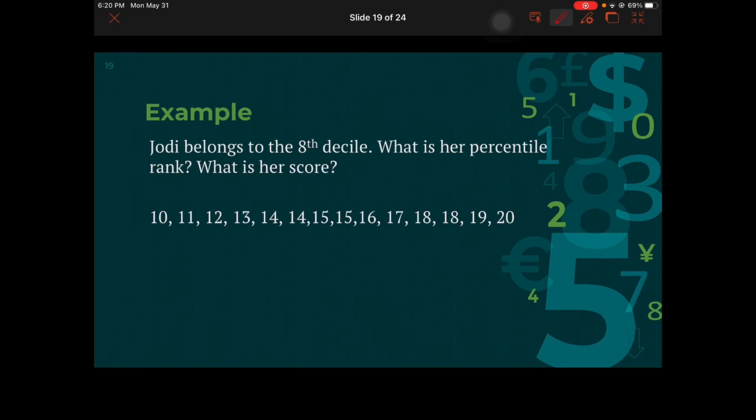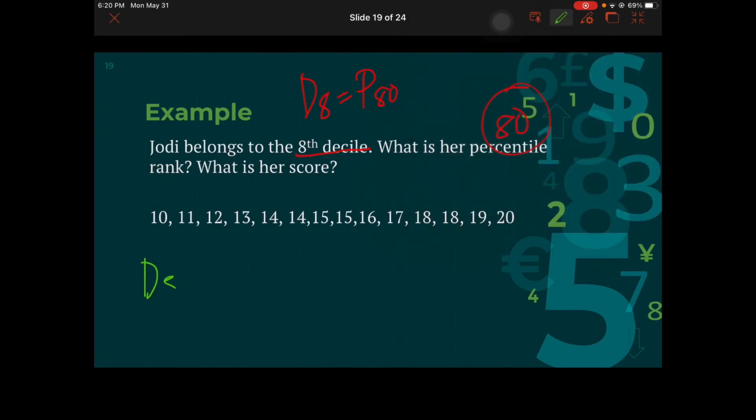Now, si Jody daw belongs to the 8th decile of this class. What is her percentile rank? And what is her score? So first, hindi na natin kailangang mag-calculate for the percentile rank kasi we already know which measure of position she belongs to. So since she belongs to the 8th decile, or her score is at the 8th decile, then the 8th decile is just the 80th percentile. So, that means ang percentile rank po ni Jody ay 80. Okay? Now, how do we find her score? Dito na tayo magsosolve. Okay?